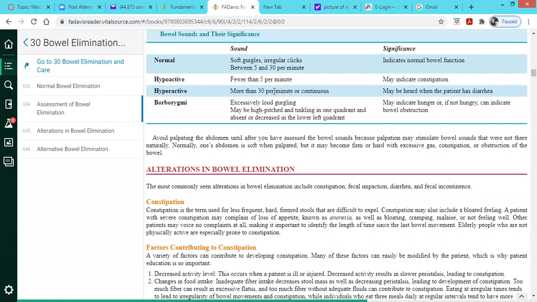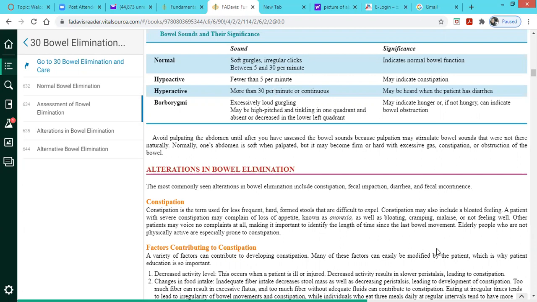The book talks about alterations in bowel elimination, and alterations are changes. The most commonly seen alterations in bowel elimination include constipation, fecal impaction, diarrhea, and fecal incontinence. It talks about constipation. A patient with severe constipation may complain of loss of appetite, known as anorexia, as well as bloating. Elderly people who are not physically active are especially prone to constipation.